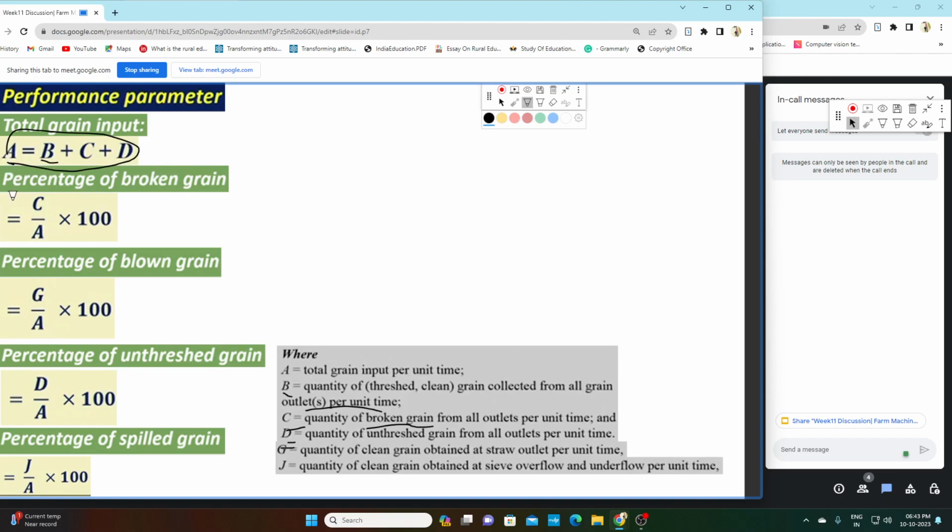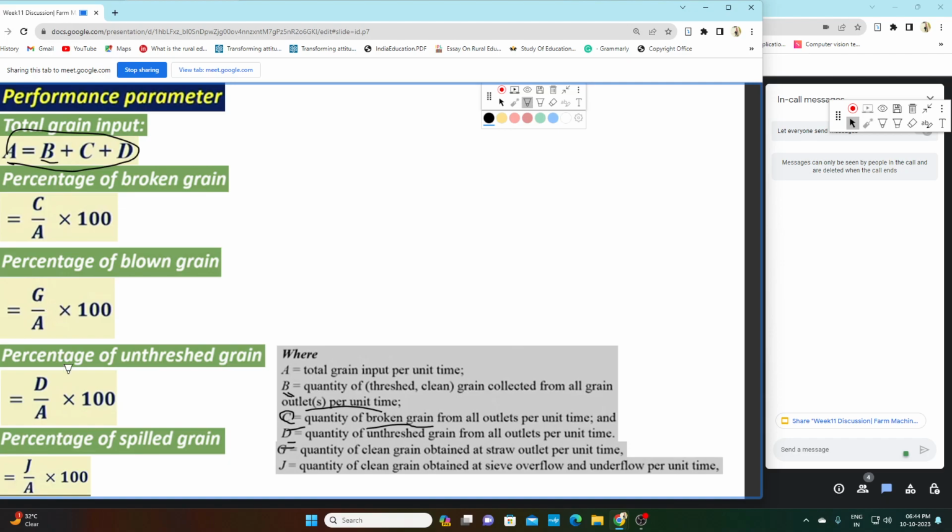Now what should be the percentage of broken grain? C is the quantity of broken grain and A is the total quantity of grain, so percentage of broken grain is C by A into 100. Percentage of unthreshed grain is D by A into 100, because D is the unthreshed grain.